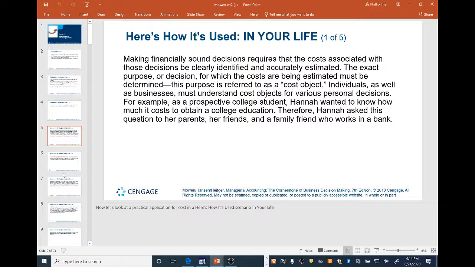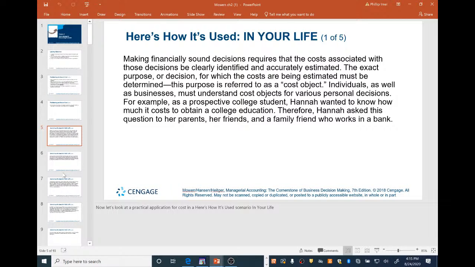Here's how it's used in your life. We'll go ahead and read through these so we can maybe talk about it a little if we need to. Making financially sound decisions requires that the costs associated with those decisions be clearly identified and accurately estimated. The exact purpose or decision for which the costs are being estimated must be determined. This is known as cost objects. Pretty much all that's saying is we want to be able to trace our cost to an object, right?